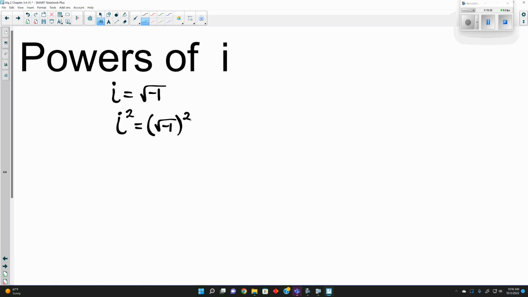If we square a square root, they do what? So really, i squared is what? -1. So i squared is -1. Because again, i is the square root of -1, the square root of -1 squared, the square would cancel, giving us -1. Okay. I'm going to multiply it by i again. So we get i cubed.